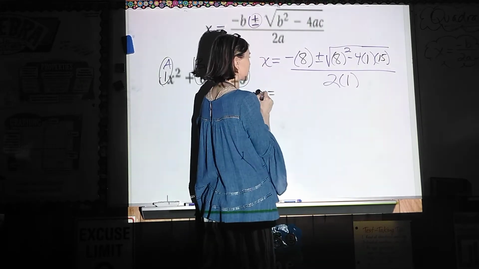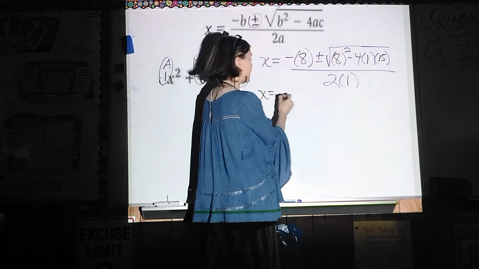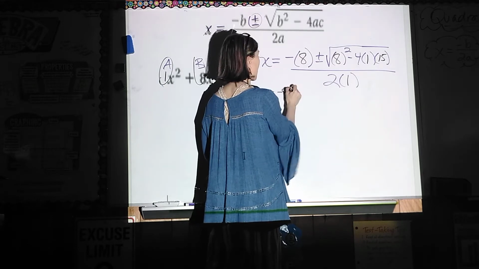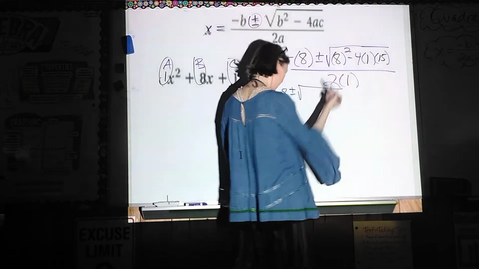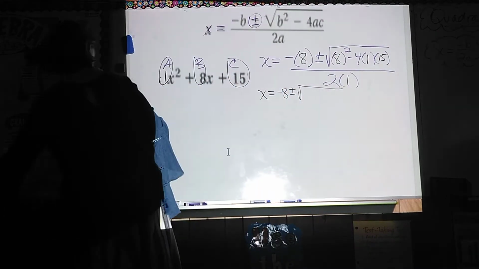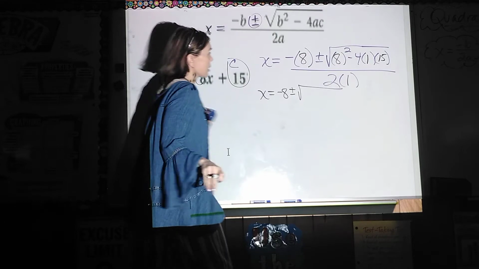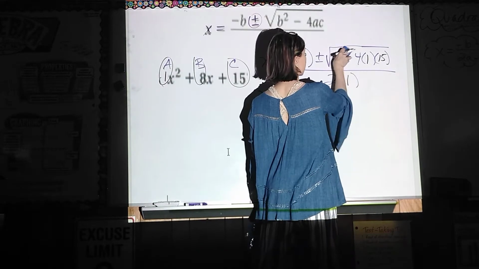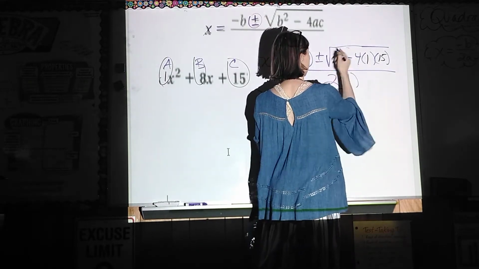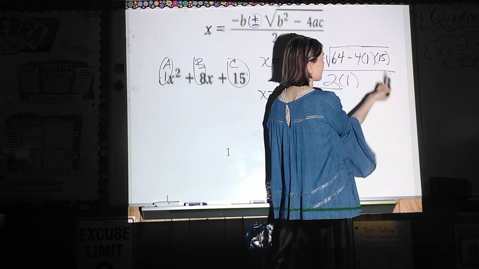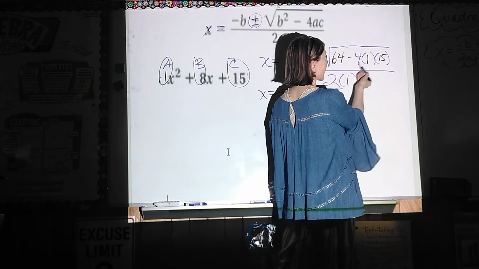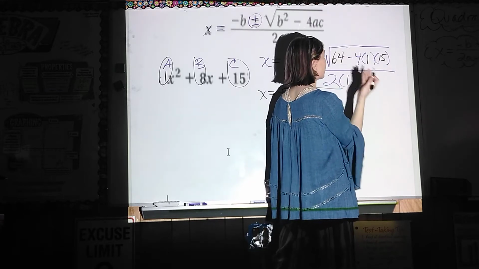X equals. What's the opposite of a positive 8? Negative 8. Plus or minus. Here we go. What is 8 squared? We're going to clean this up as we go along. So 8 squared is what? 64. I'm going to erase that and put 64. Now, negative 4 times 1 is a negative 4. Negative 4 times 15 is a negative 60.